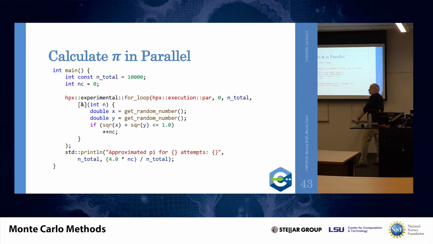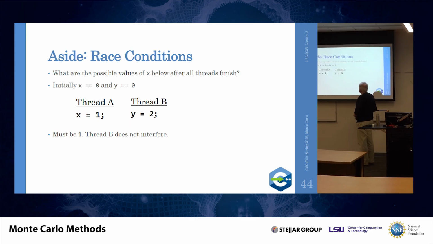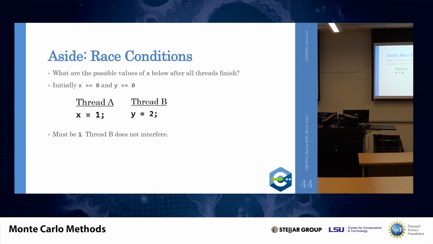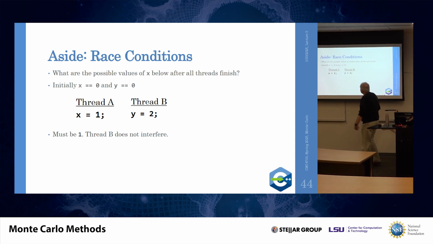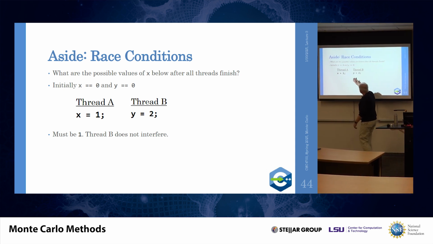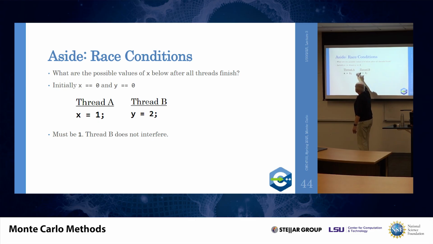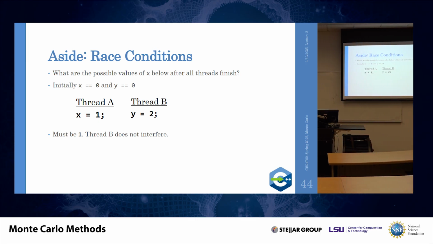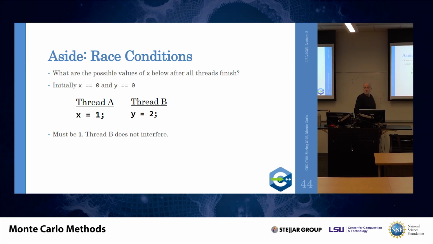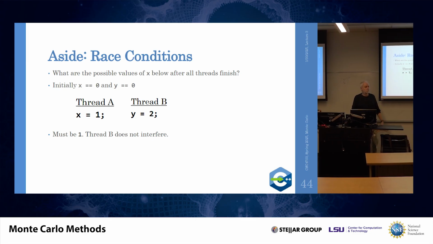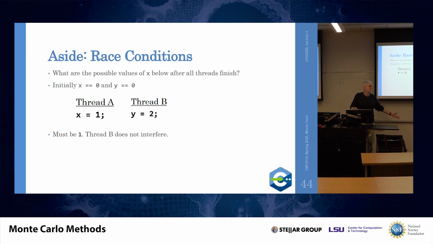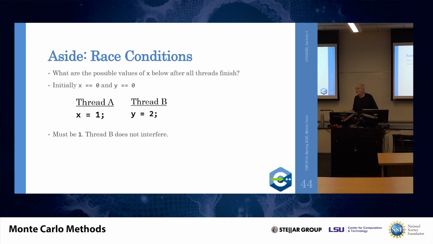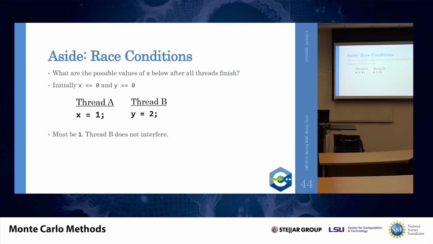The problem why the result is wrong, well, let me take a sidestep. It's called a race condition. Simple question. I have 2 threads, 2 variables, both are initialized to 0. Thread 1 assigns 1 to x, and thread 2 assigns 2 to y. What is x after the execution? 1, right? There's no question. It's always 1 because they don't interact.